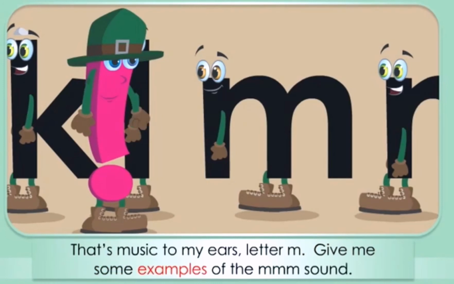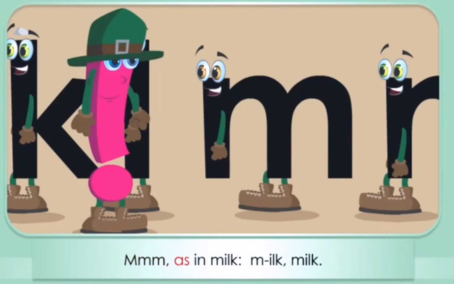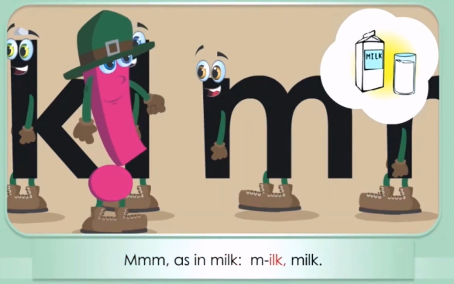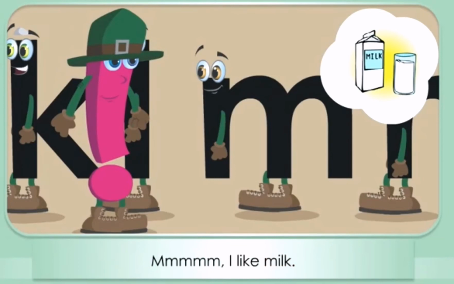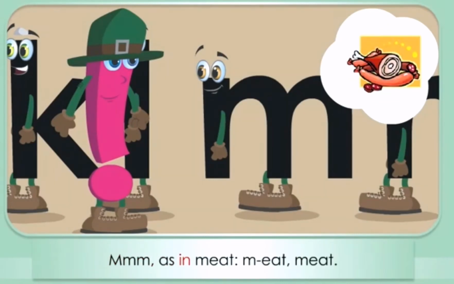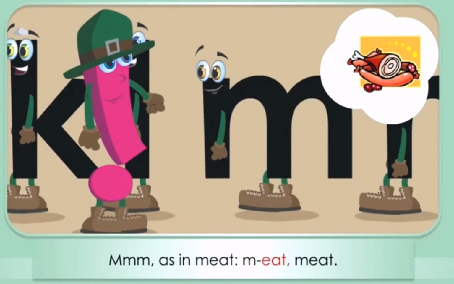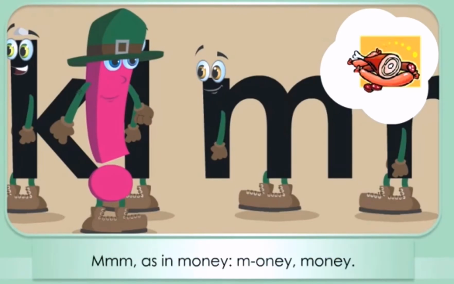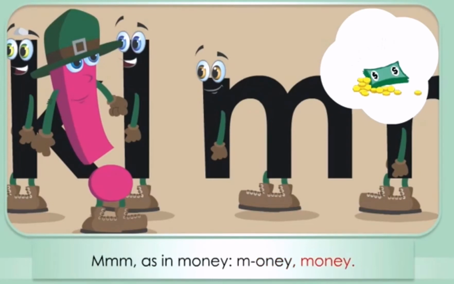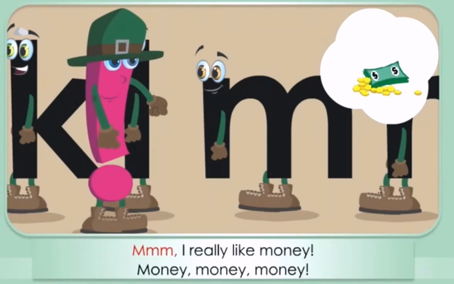Give me some examples of the M sound. M, as in milk. M, ilk, milk. I like milk. M, as in meat. M, eat, meat. I like meat. Nothing like a nice, juicy steak. M, as in money. M, oney, money. I really like money. Money, money, money.